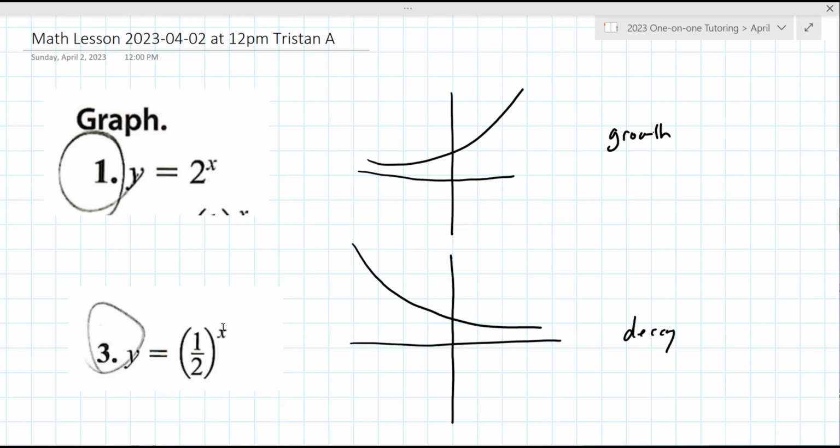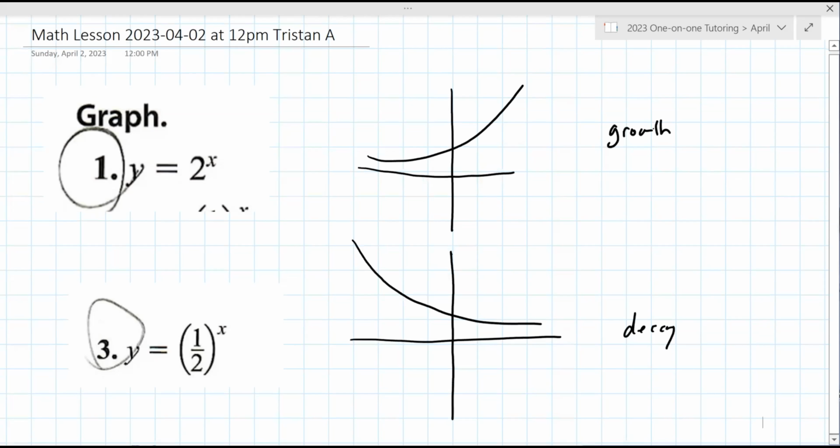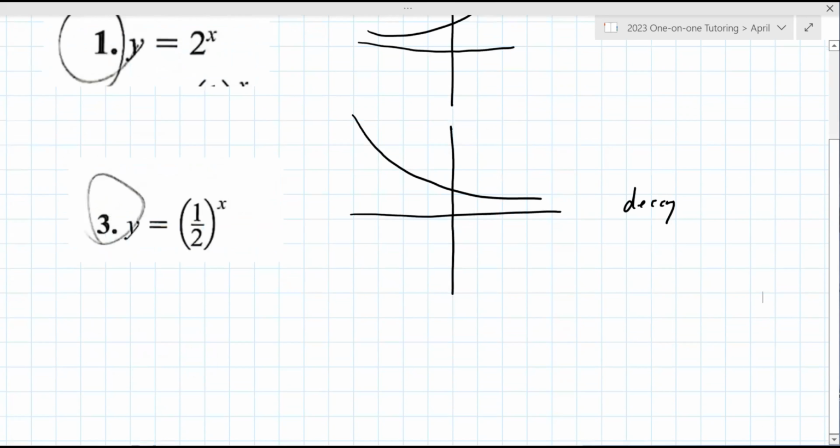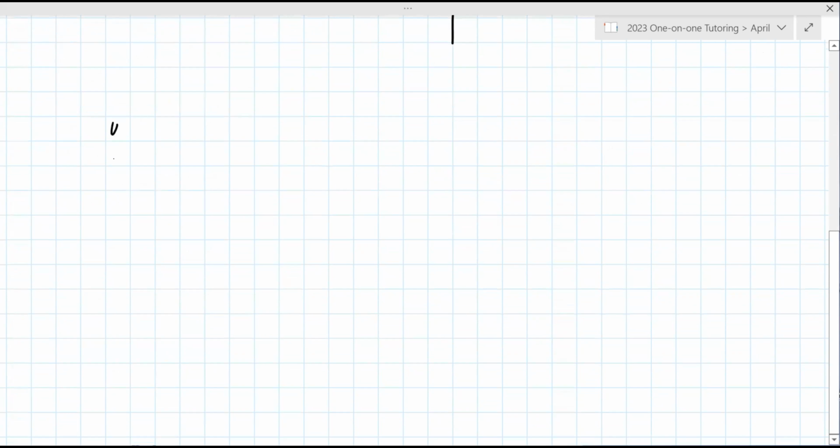Well, 3's a fraction and in parentheses. Good. And number one? It's just 2. Good. That's it. It's as simple as that. So here's what's going on. Y equals a to the x, okay?